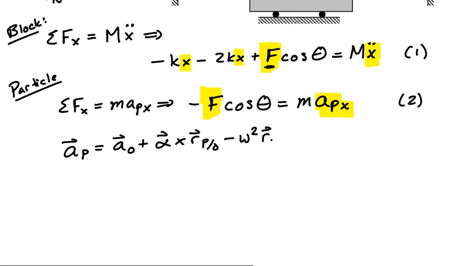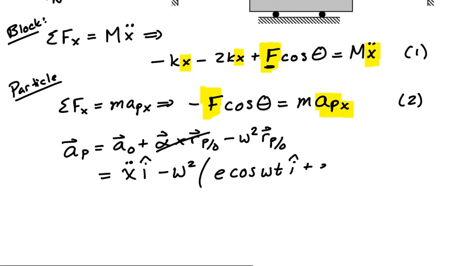And so to do that, I can say the acceleration of point P is going to equal the acceleration of point O, plus, in this case, alpha, which that particle is spinning around, cross r of P with respect to O, minus omega squared times r of P with respect to O.